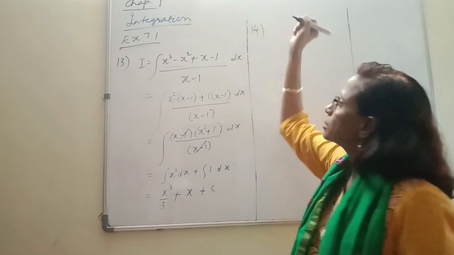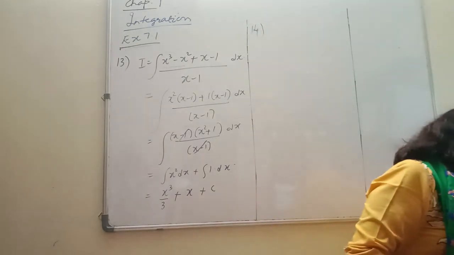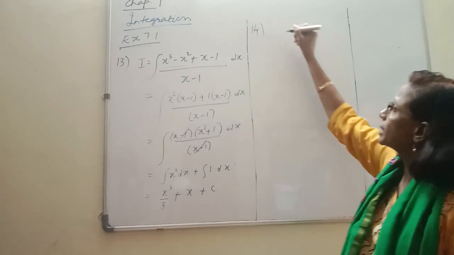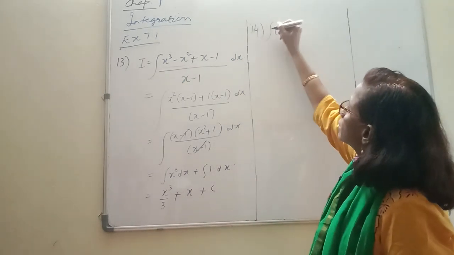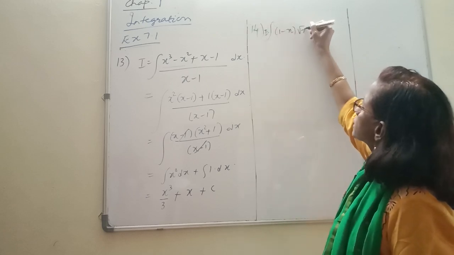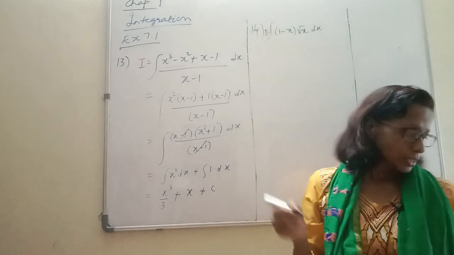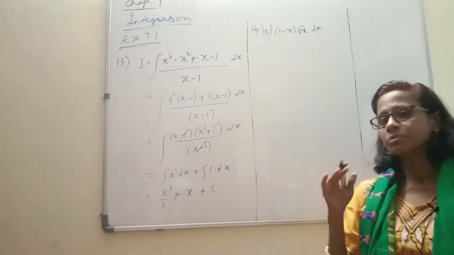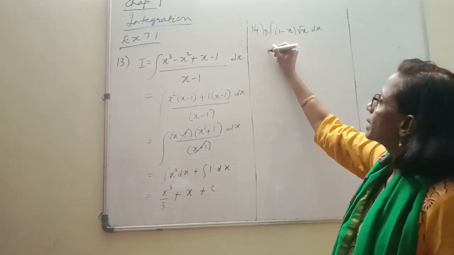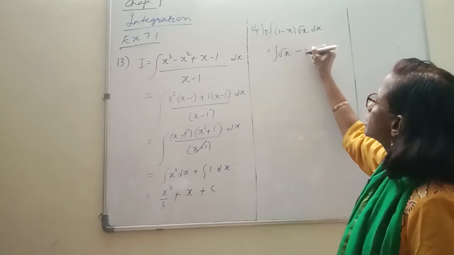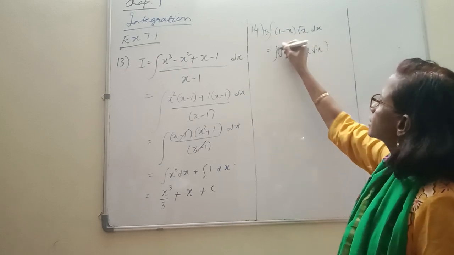See what it says. Problem number 14 says you have the integral of 1 minus x times root x dx. So what we do is we open up the bracket. When we open up the bracket, the first one is root x, and the second one is x root x dx.